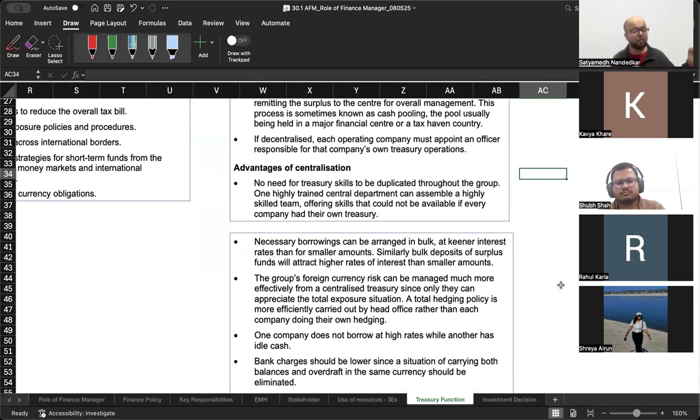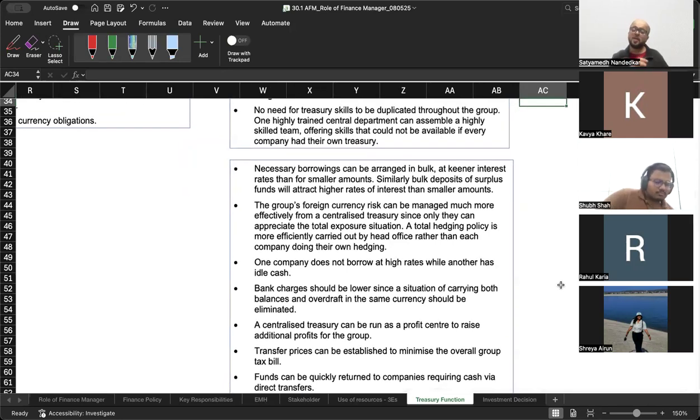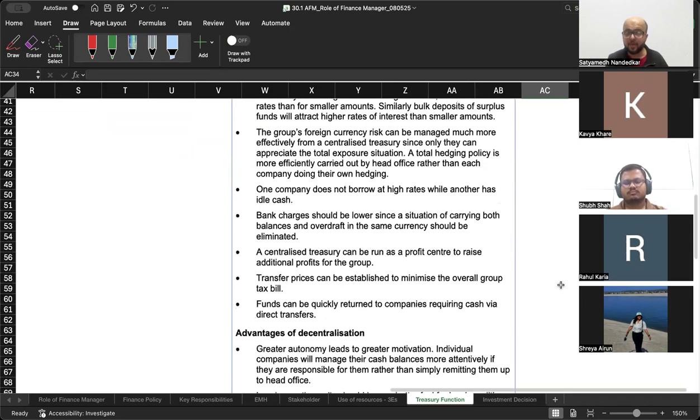You can borrow in bulk. Meaning Mumbai location needs something, Delhi location needs something, Pune location needs something. Instead of three locations borrowing from different banks, you could borrow together and negotiate a better interest rate. Okay. You could also minimize the forex risk to the best possible extent. You could negotiate better exchange rates, and it can be run as a profit center, because you can give targets and ensure that the risk on account of exposure to interest rate fluctuations or risk on account of exposure to forex fluctuations can be minimized. The transfer prices can be set up in a manner so that the overall tax bill is minimized. This is more common when you have cross border transactions.